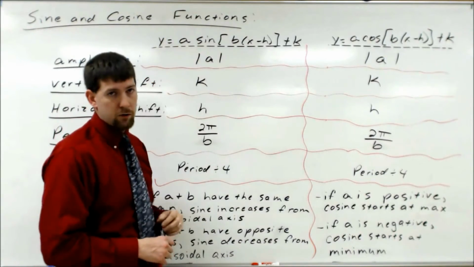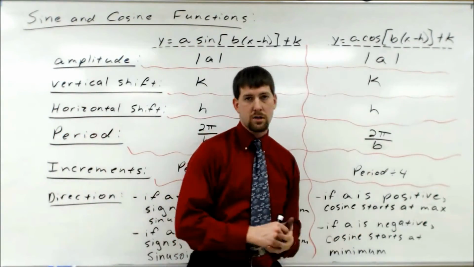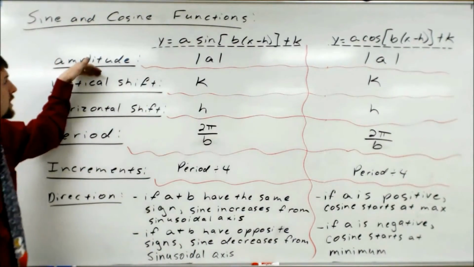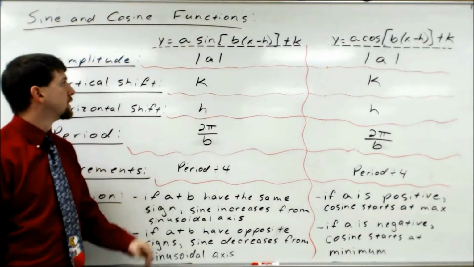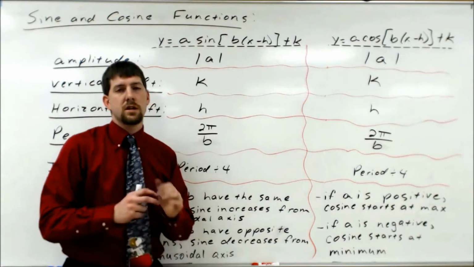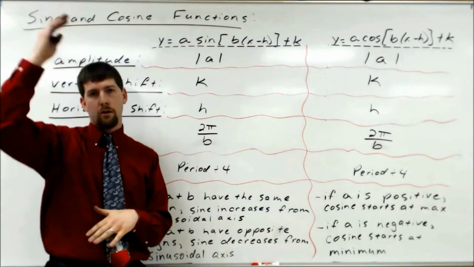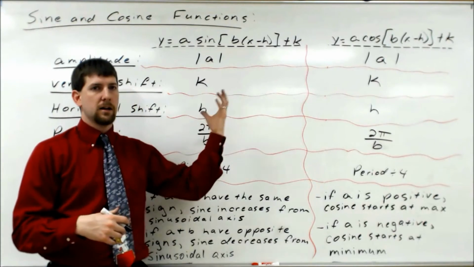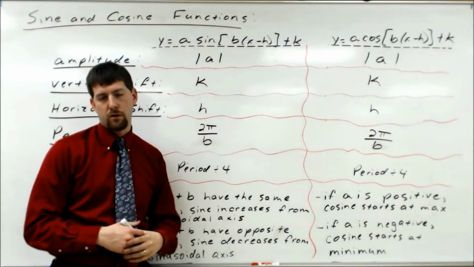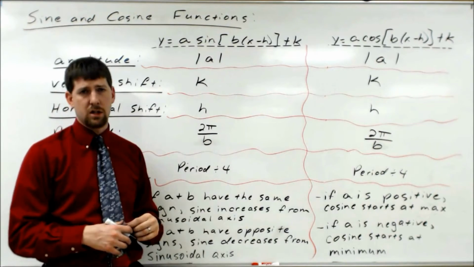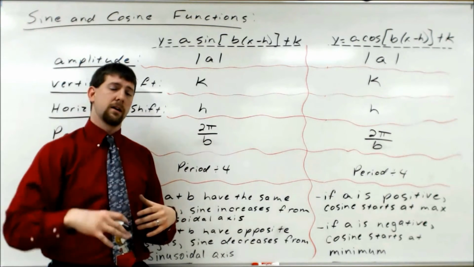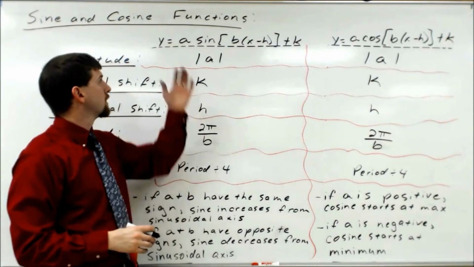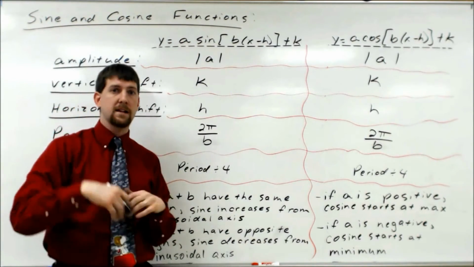So a is being multiplied by the sine or the cosine, so that's going to stretch us vertically. Well, that's all amplitude is. It's the vertical stretch. So the absolute value of a is going to tell us how far up and down our graph is going to go. In that original function we did, it was just going to be up to positive 1 and down to negative 1. Well, if a is some other number, then that's going to change it.